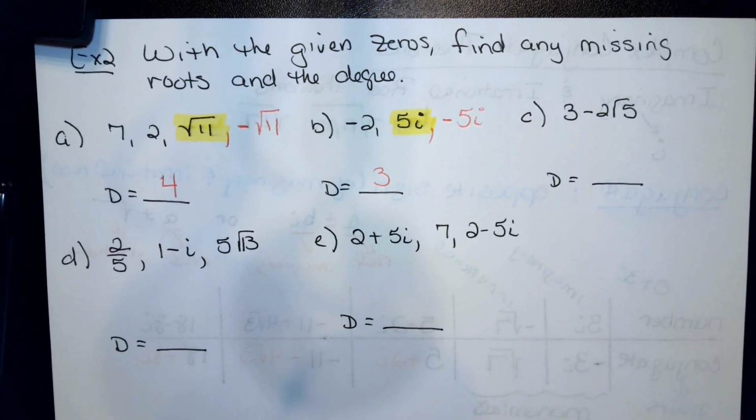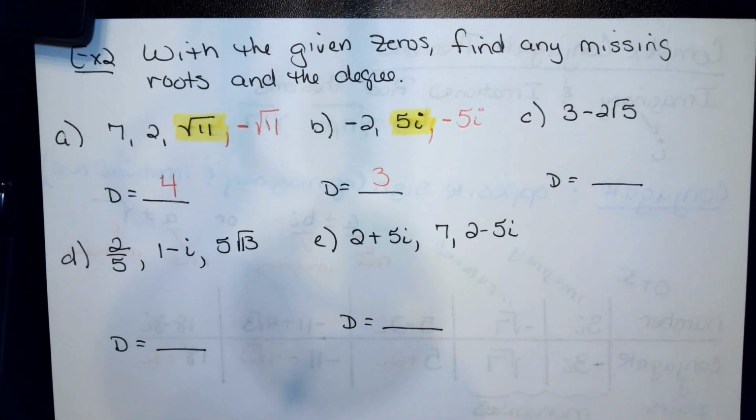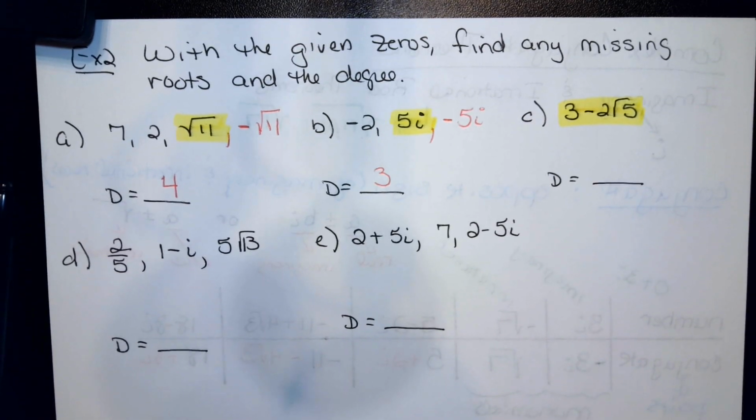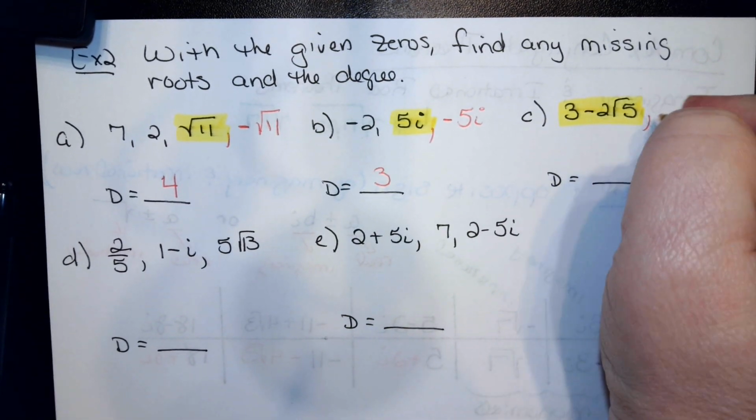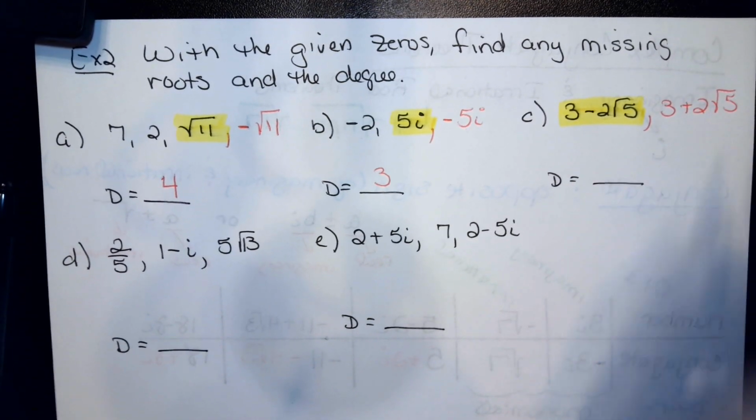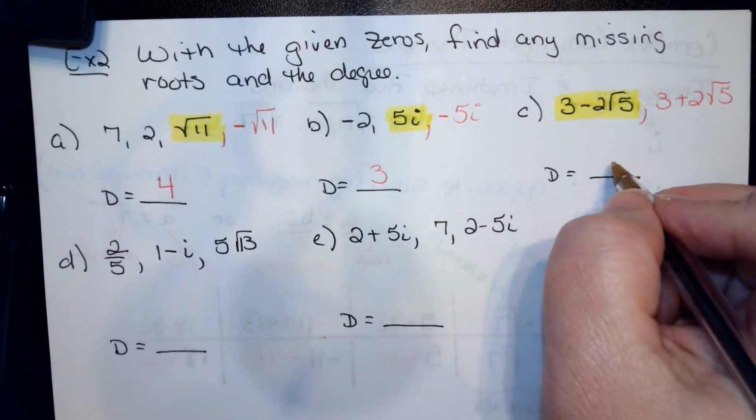All right, for C, are we missing any terms? Yes, we are. We've got a 3 minus 2 times the square root of 5. That's an irrational number. So if we've got a 3 minus 2 times the square root of 5, then we also have a 3 plus 2 times the square root of 5. So we've got 1, 2 solutions.